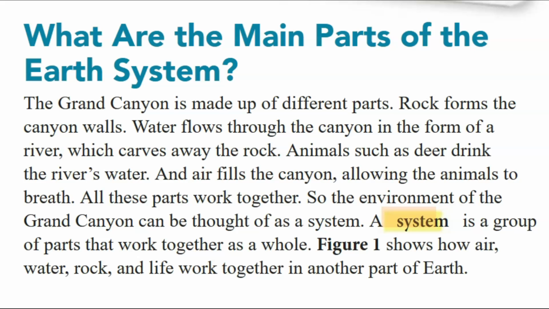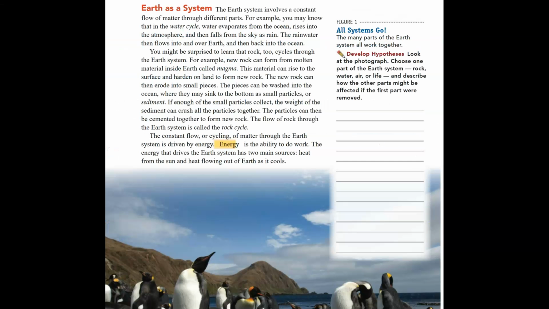Figure 1 shows how air, water, rock, and life work together in another part of Earth. The Earth system involves a constant flow of matter through different parts. For example, you may know that in the water cycle, water evaporates from the ocean, rises into the atmosphere, and then falls from the sky as rain. The rainwater then flows into and over Earth and then back into the ocean.